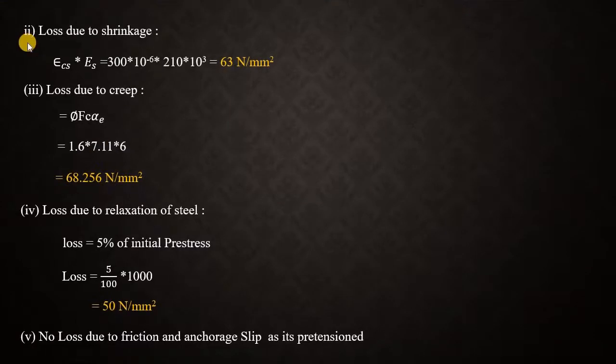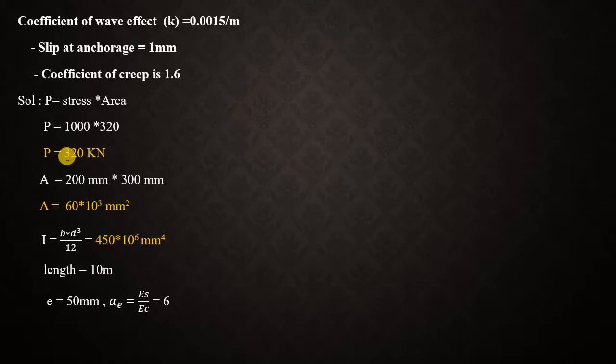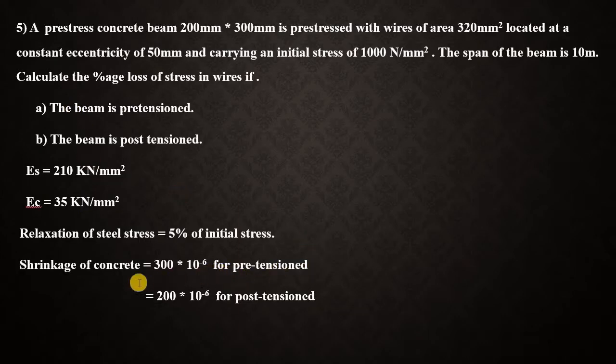The second loss is loss due to shrinkage. Epsilon cs into Es is the formula, and they have already given the shrinkage value. You can check in the previous slide. While considering this shrinkage of concrete, be careful while selecting the value. We are solving for pre-tension. So for pre-tension, the value is 300 into 10 power minus 6. So take that.